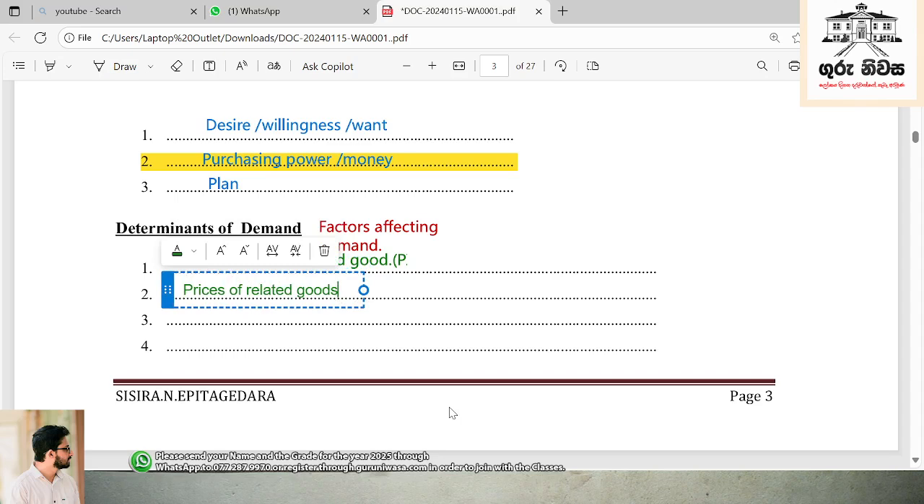The abbreviation is PY, not PX. PX means price of the concerned good. The abbreviation here is PY. Listen to me carefully, I want to explain.